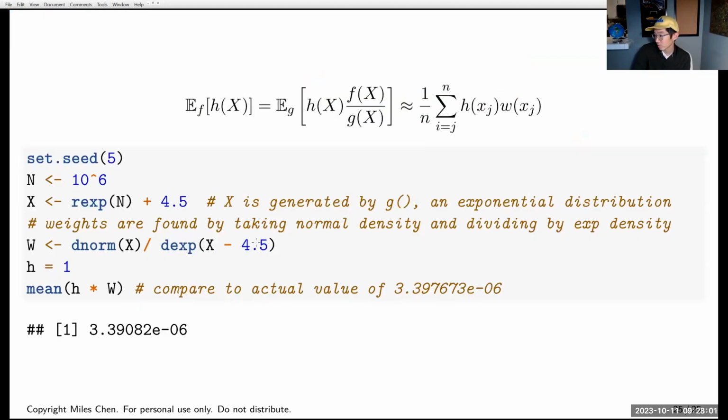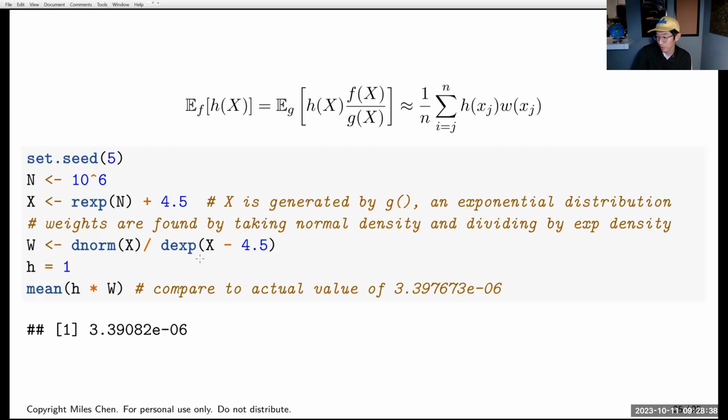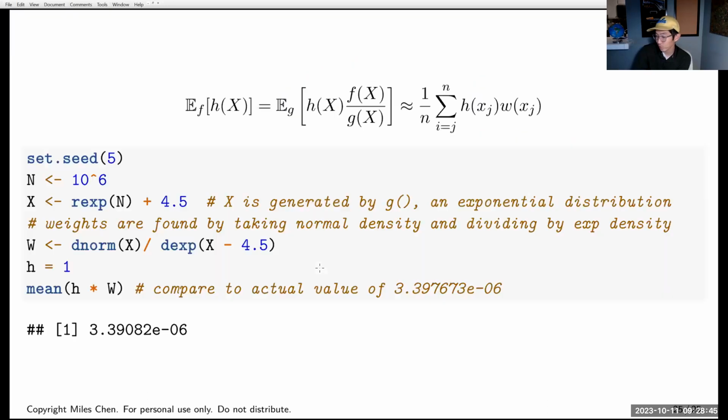So this is what it's going to look like. I'm going to generate 1 million values from an exponential distribution, and I'm going to add 4.5 to all of these values. The weight that I have to figure out, f of x divided by g of x, I'm going to take the normal PDF, which is f of x, and divide by my exponential PDF, which is e to the x minus 4.5. So I'm going to do d exponential. My indicator function is x greater than or equal to 4.5. Well, we know that's going to be 1 for all of my values x.